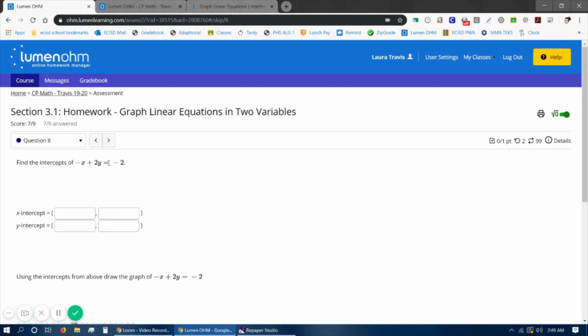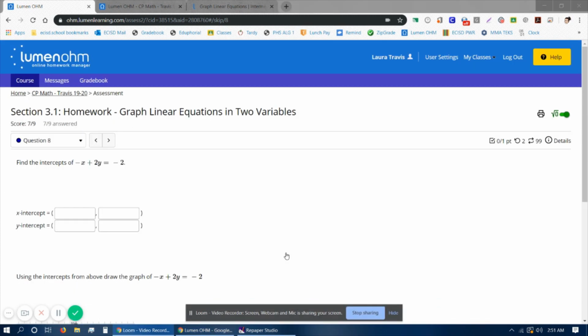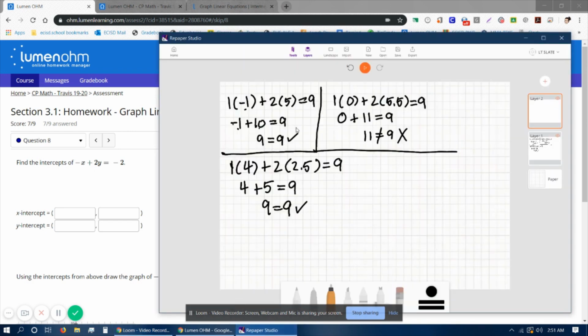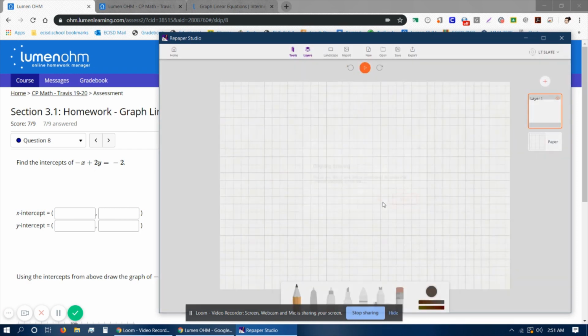On question 8, it gives us an equation in what's known as standard form. And it wants us to find the x and y intercepts just using the equations. Then it wants us to use those intercepts to draw the graph. Since the equation is in standard form, there's a really easy way to find the intercepts. All I have to do is just eliminate either the x or the y part of the equation and then solve for whichever variable is left.